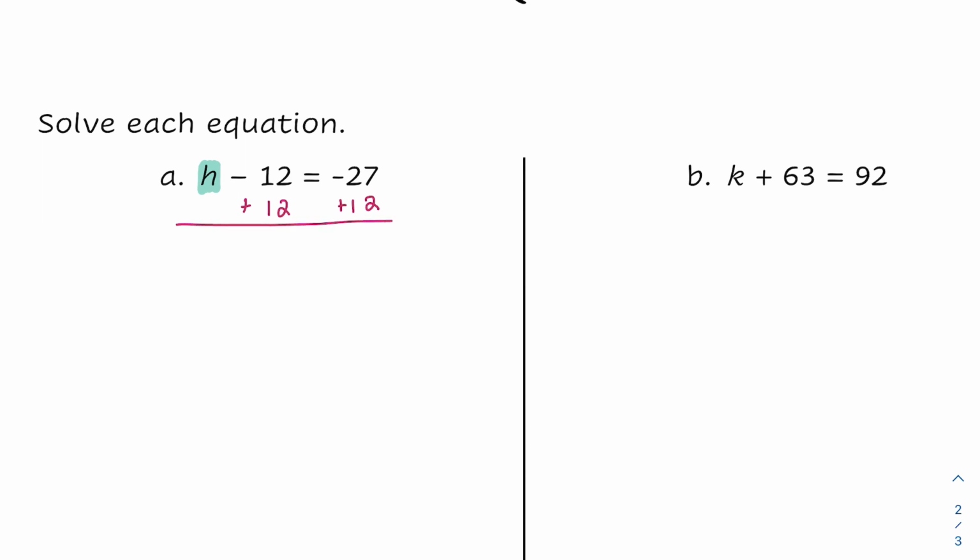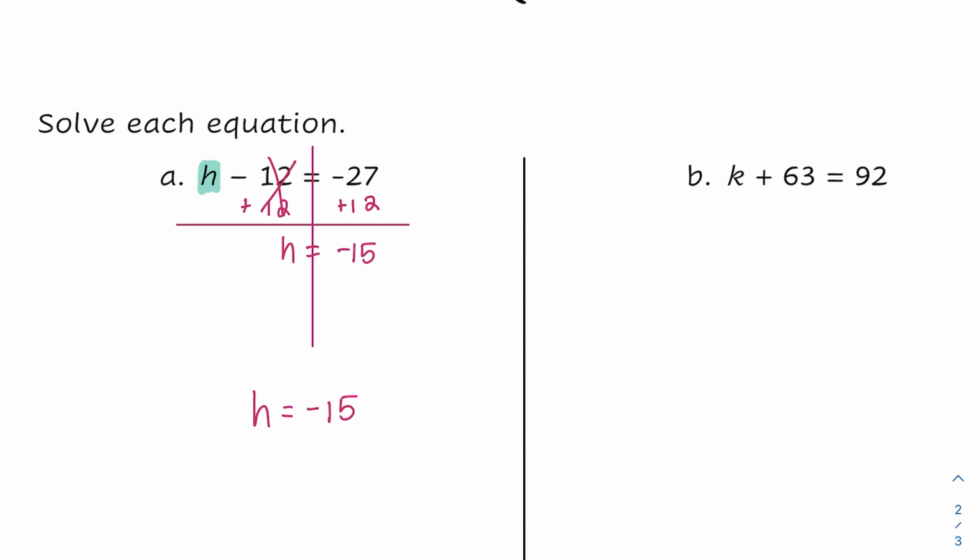And what I mean by sides is my equal sign. That equal sign splits your equation into two sides. And if it helps you, you are welcome to draw a vertical line down through your equal sign so you can see the left side and the right side. So if I look at the left side, I have negative 12 plus 12, and those cancel. So on the left side, I just have h equals, and then we have to take negative 27 plus 12, which is negative 15. So my solution is h equals negative 15.